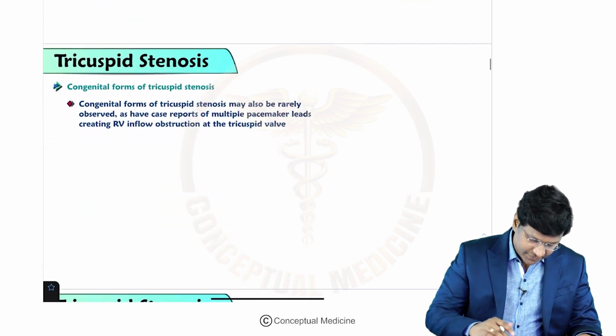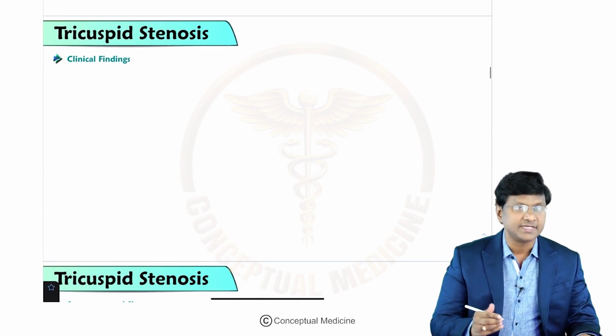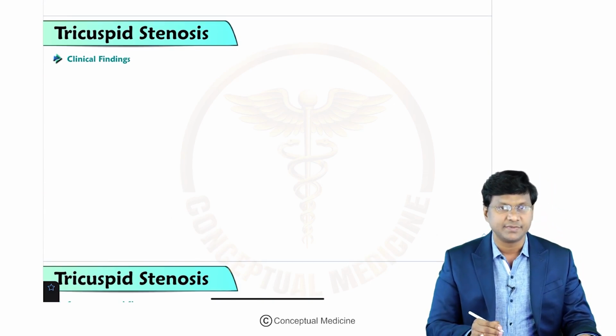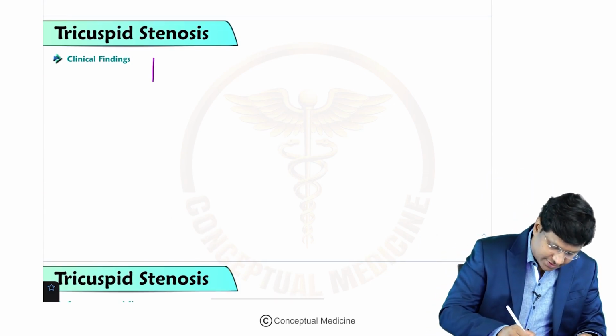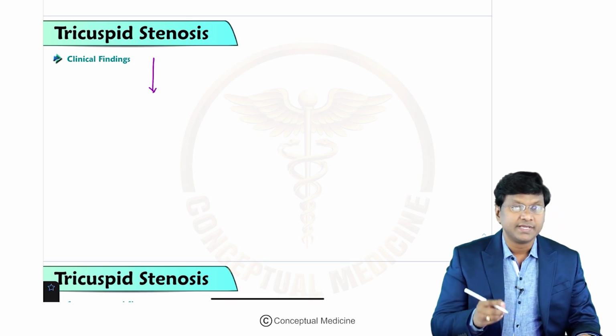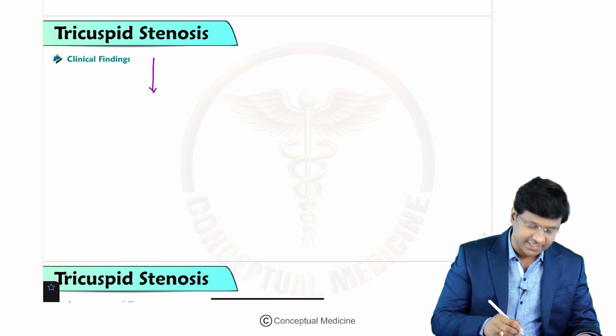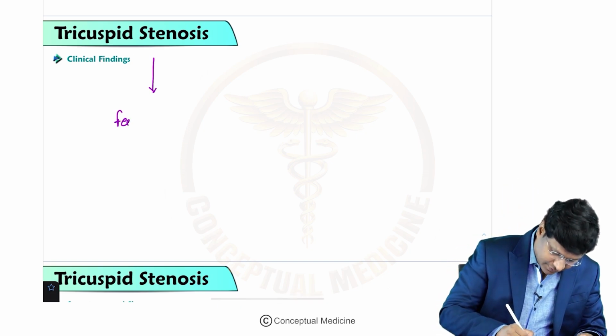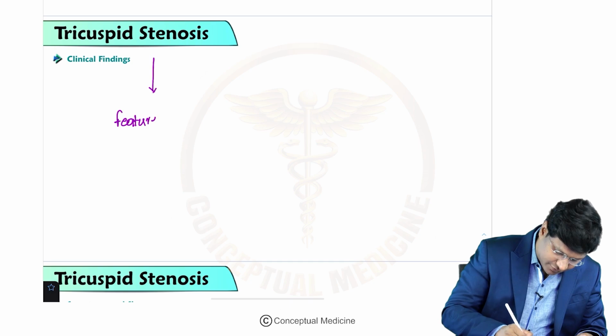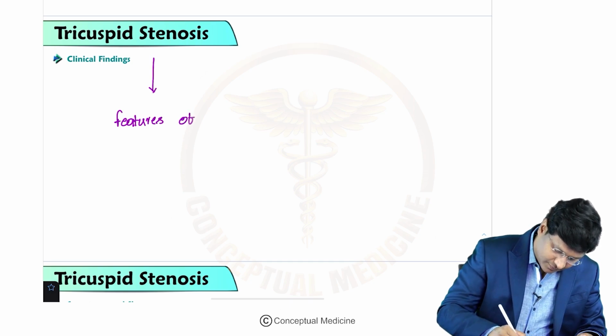Now, what will be the clinical findings as well as the signs in these individuals? Patients with tricuspid stenosis are characterized by having features similar to that of right heart failure.